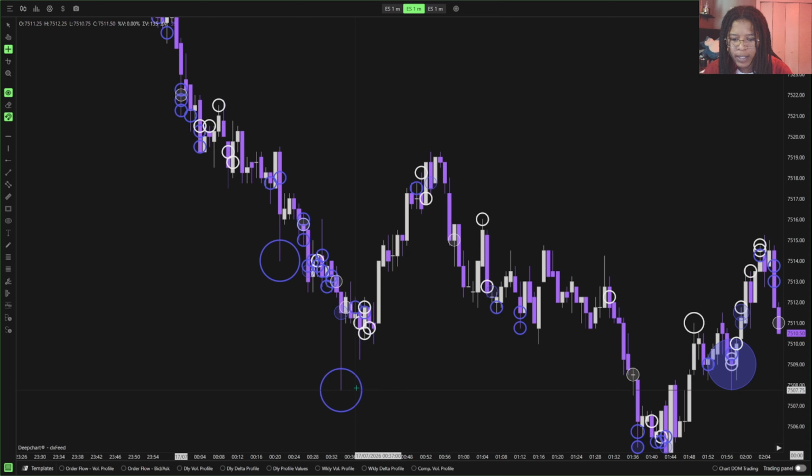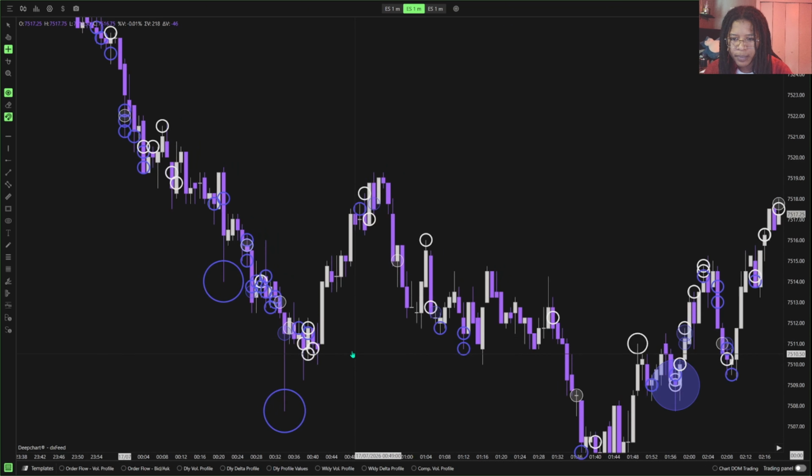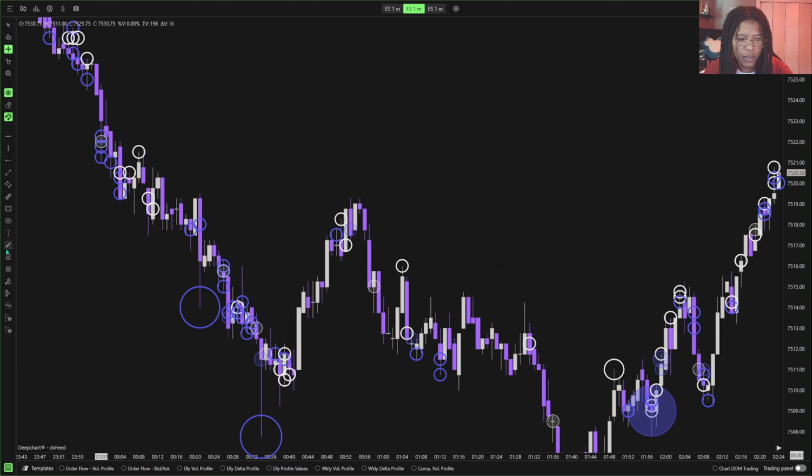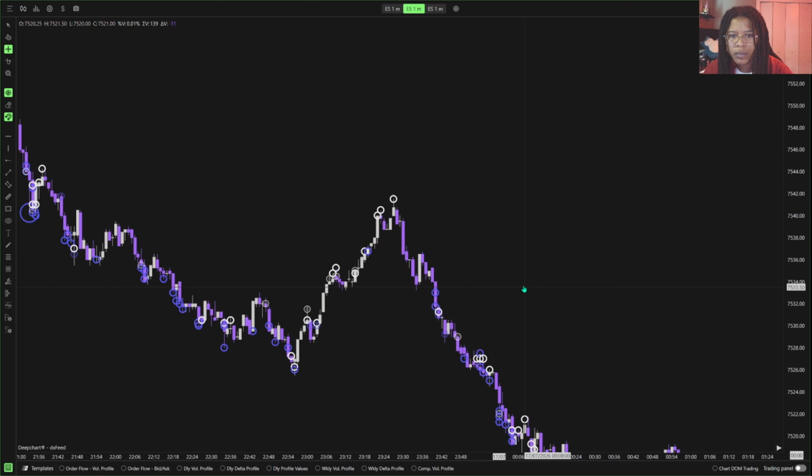Sellers get absorbed right down here. Look at that. Price reverses. Another reversal. Not as big of a reaction, but this would be a better one. How many points is this? 11-point move. Not bad. Look at that.